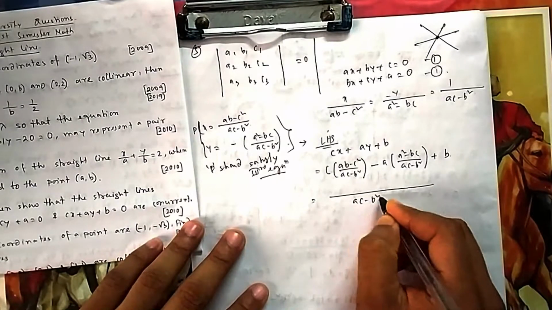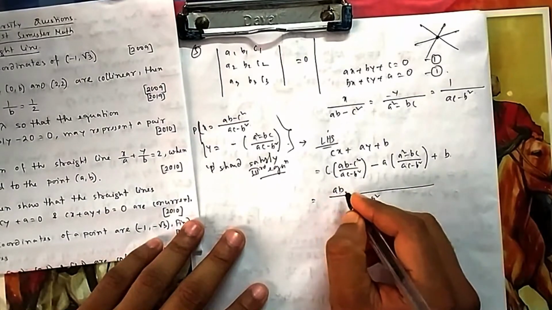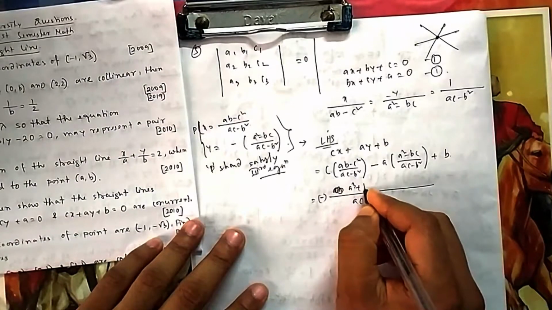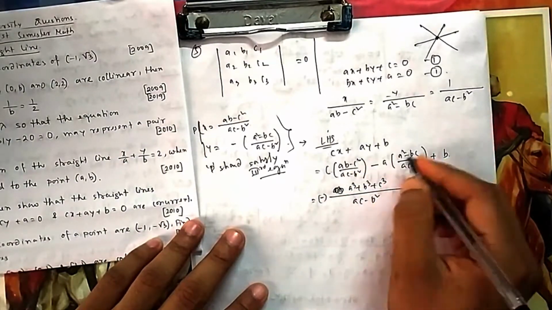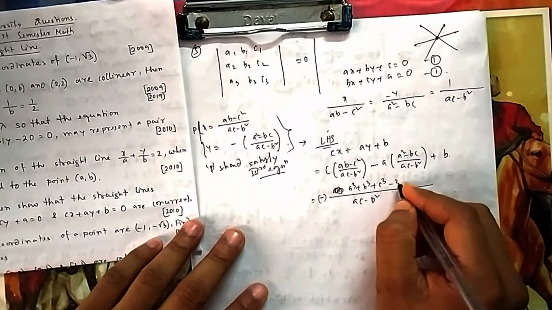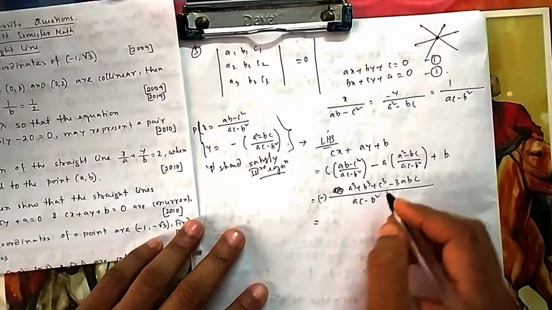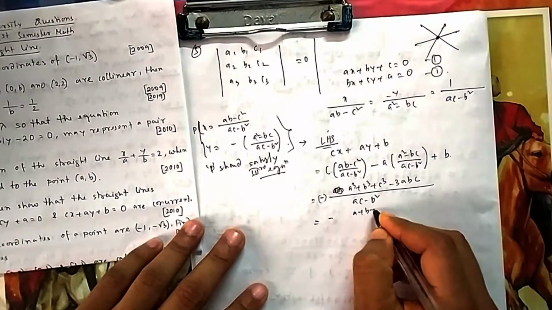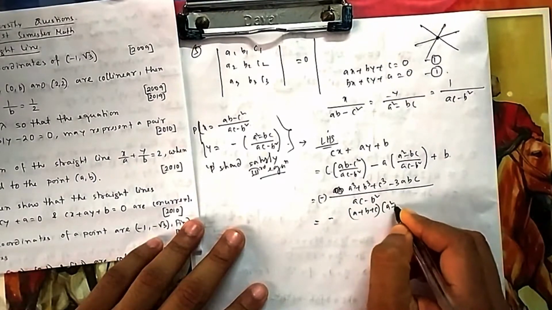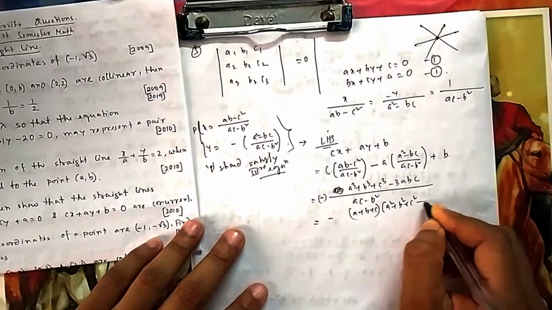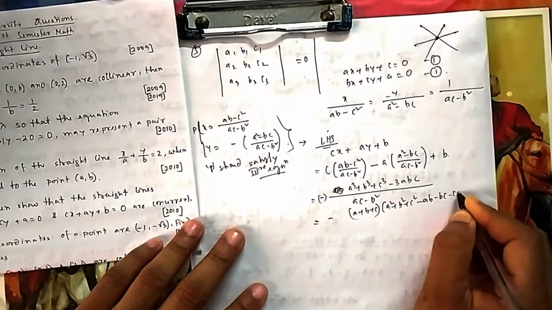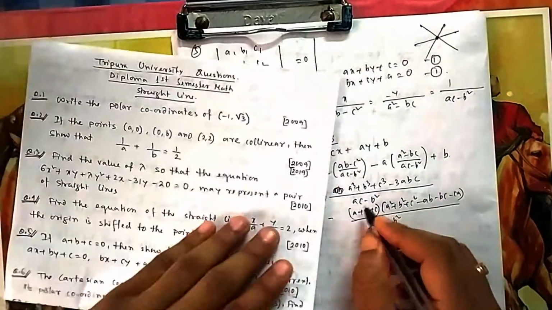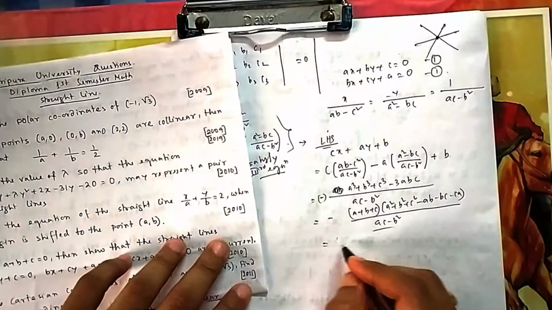If you solve it, you can do it. If you take the LCM, then you will get the final expression. I am directly writing it. If you take minus common, then it will be a cube plus b cube. You can easily do it, just take the simple LCM. Then what is this? a cube plus b cube plus c cube minus 3abc, which is a plus b plus c into a square plus b square plus c square minus ab minus bc minus ca, divided by ac minus b square. Now they have given that a plus b plus c is 0.